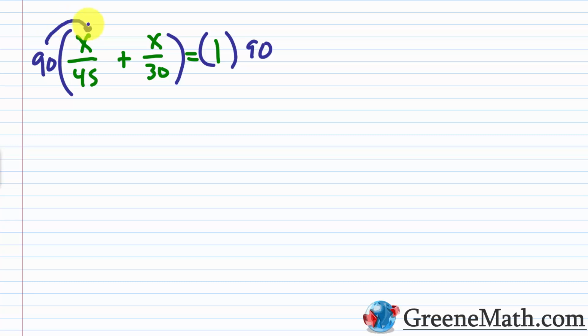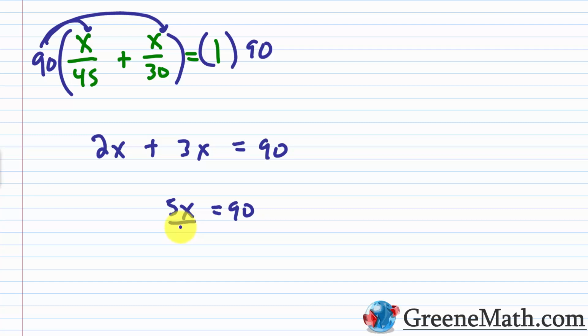So I'm going to use my distributive property here. 90 times x over 45. 90 divided by 45 is 2. 2 times x is 2x. Then plus 90 divided by 30 is going to be 3. Then times x is 3x. And this equals 90. Sum on the left, so 2x plus 3x. If I combine like terms there, I get 5x. This equals 90. Divide both sides of the equation by 5. And we're going to find that x is going to be equal to 18.